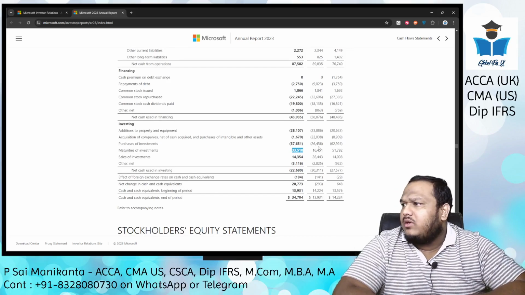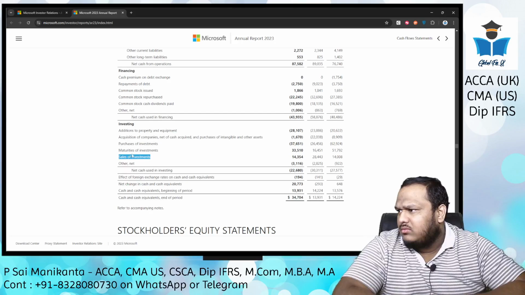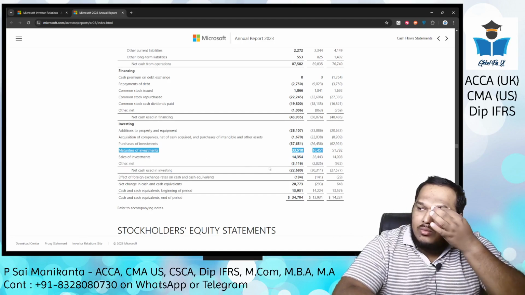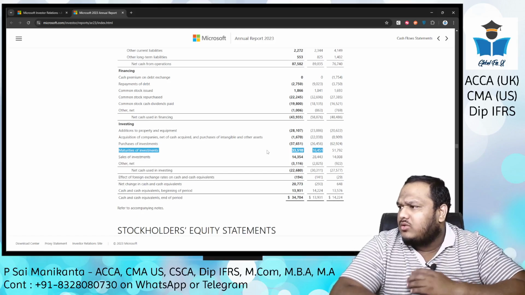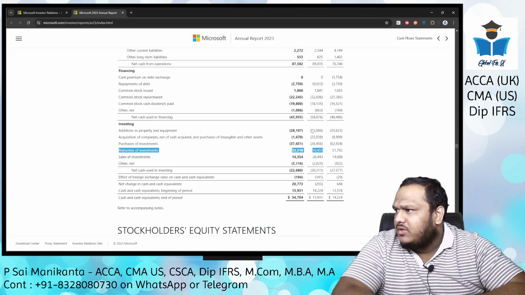Okay, they did not invest as much as they invested in the last year. No, that does not make sense. Yeah, maturity of investments is the one thing that I see. Like previous year, only $16,000 million was matured. This year, 33,000 million dollars. So they got that extra cash flow. But then they also purchased more investments, and they also added more property.